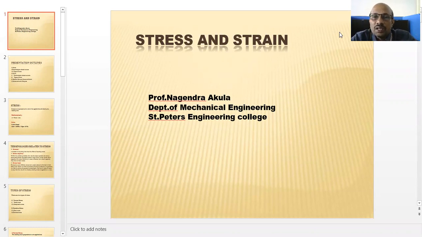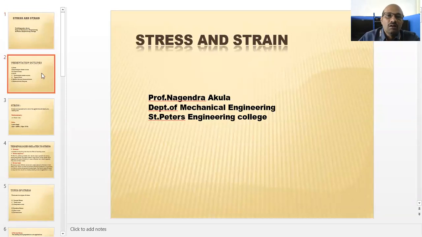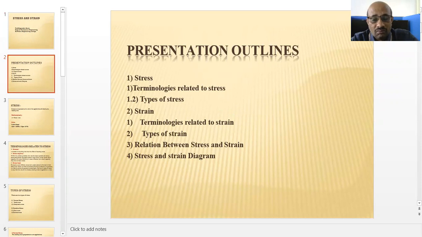Today we will discuss stress and strain diagrams, that is, stress and strain relationships. What is stress, the terminologies related to stress, and the types of stresses. Next, strain: the terminologies related to strain, the types of strain, and the relation between stress and strain. And we will see the stress and strain diagram.